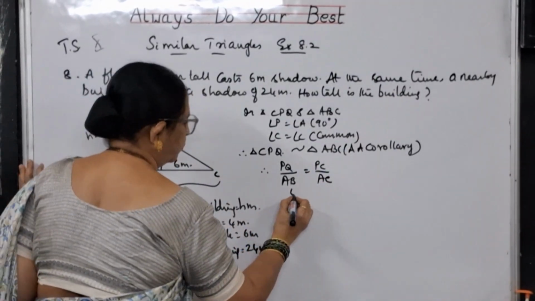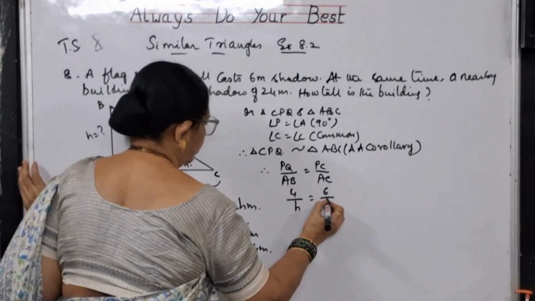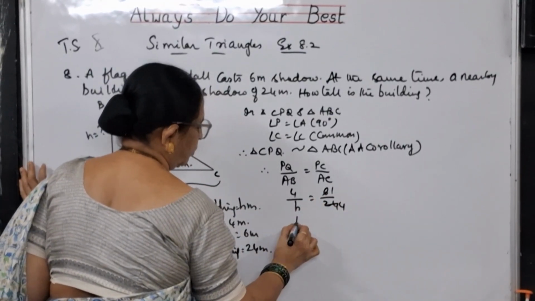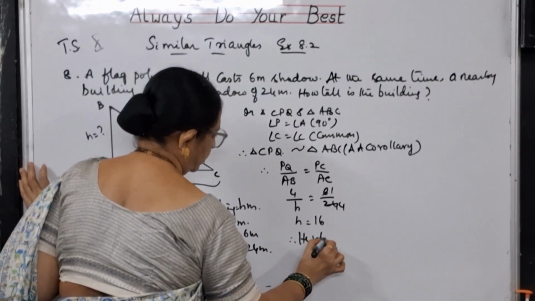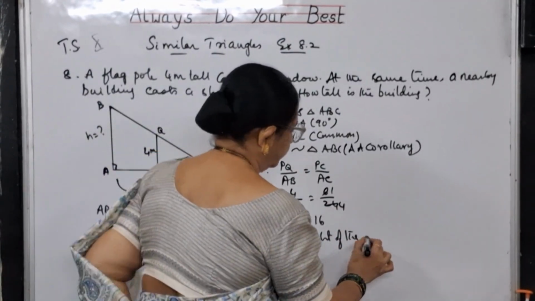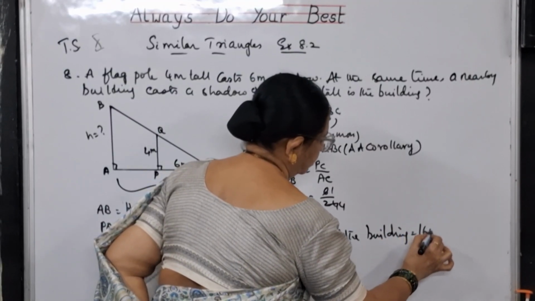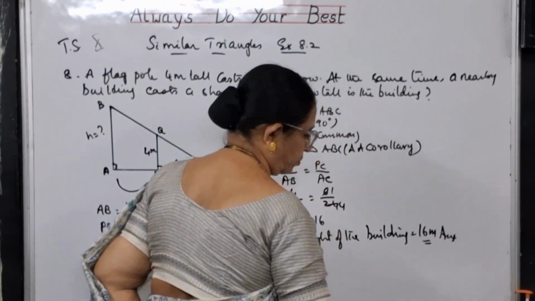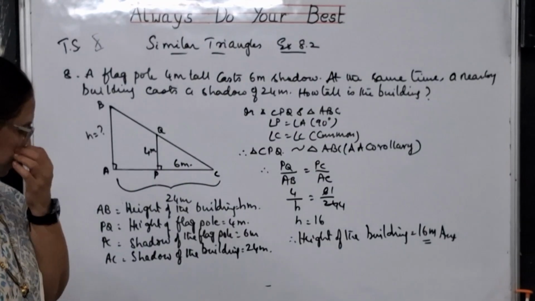So what is PQ? 4 by AB is H, is equal to PC is 6 by AC is 24. 6 ones are 6, 6 fours are 24. So H is equal to 4 fours are 16. Therefore, height of the building is equal to 16 meters. This is the answer of this problem, children. Please note it down.